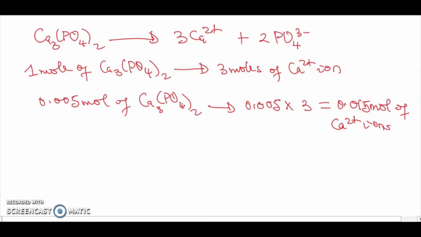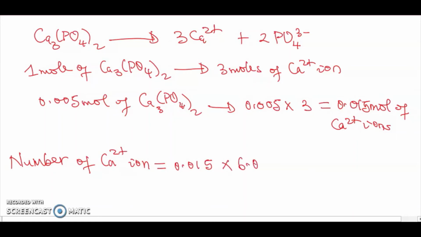Now that we have the number of moles of calcium ion, we can multiply it by the Avogadro constant. So number of calcium ions is equal to number of moles of calcium ion multiplied by the Avogadro constant. So what does that give us? It gives us 9.03 times 10 raised to the power 21.